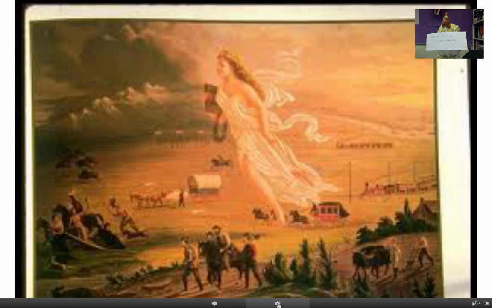Here is a picture that kind of shows you manifest destiny. You see the angel going over to the west. That's representing God's will, that the United States owns all of the territory from east coast to west coast. That sort of illustrates the belief that many Americans had in the 1840s.